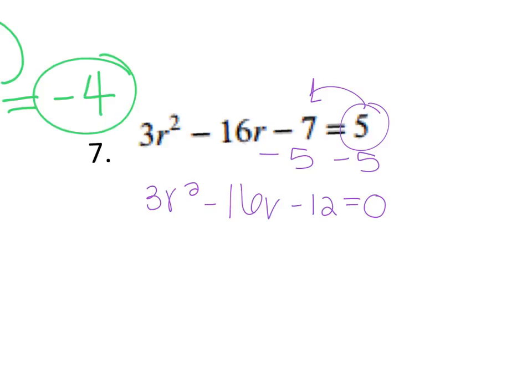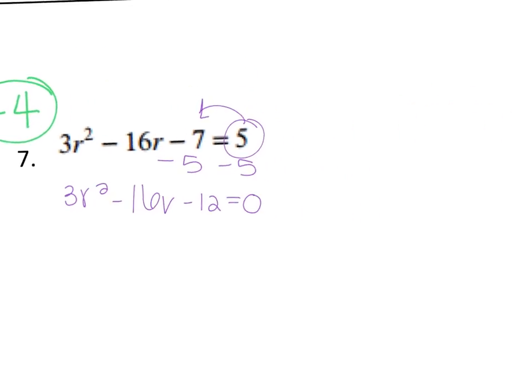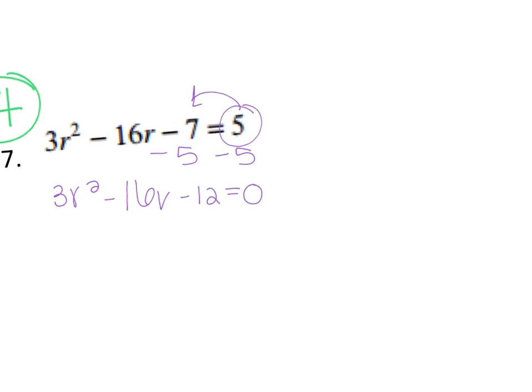So what I would do is I would do my steps, right? And my first step would be times a by c. Well, this is my a and this is my c. So I have 3 times negative 12, which equals negative 36. And then I need to write all my factors for negative 36 to be able to decide what ones will add up to negative 16.